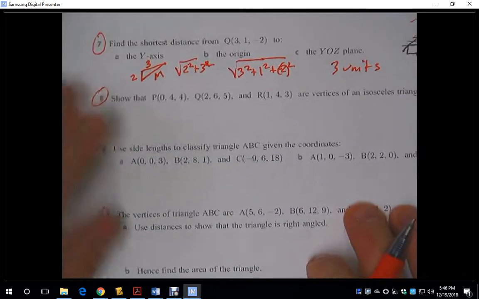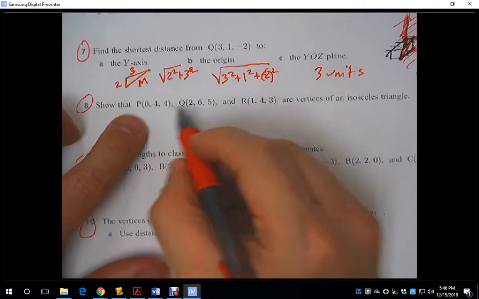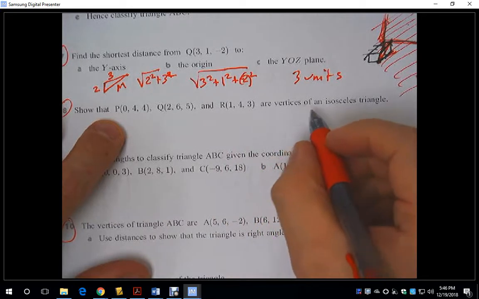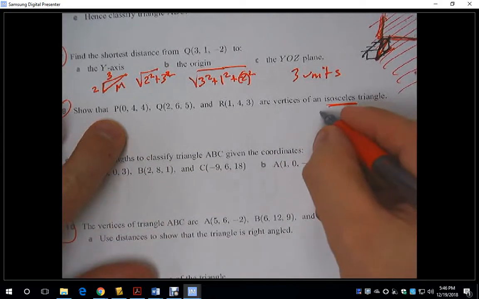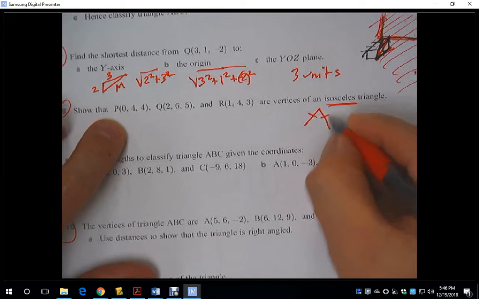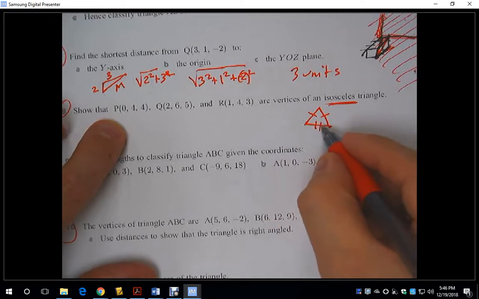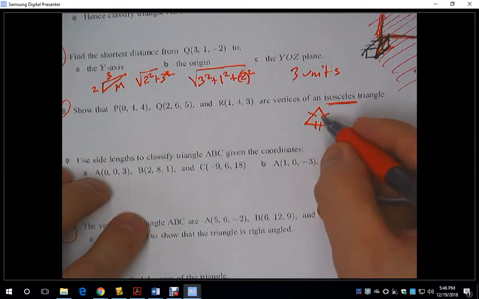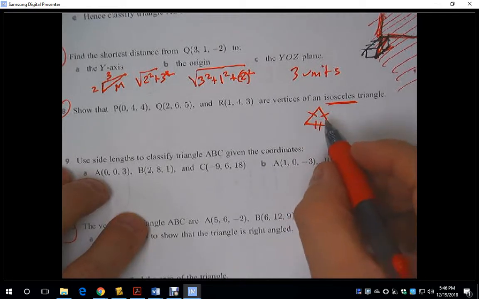All right, moving on. Number 8 says, show that the points P (0, 4, 4), Q (2, 6, 5), and R (1, 4, 3) are vertices of an isosceles triangle. Well, what is an isosceles triangle? An isosceles triangle is a triangle that has two sides of the same length and one side that is a different length. If the other length was the same length, then it would be an equilateral triangle. And if all of the lengths were different, then that would be a scalene triangle. So I want an isosceles triangle where two of the lengths are the same and one is not.